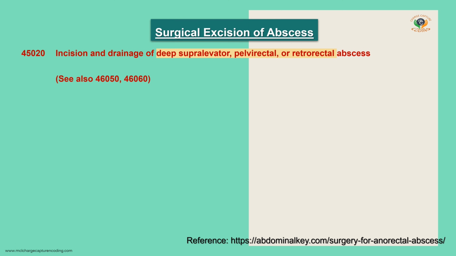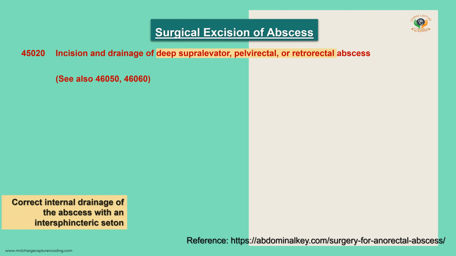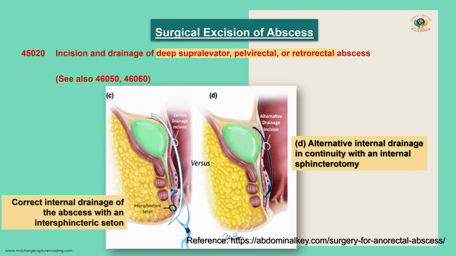Please refer to Figure D for an alternative internal drainage in continuity with an internal sphincterotomy that demonstrated an anterolateral type 2 extrasphincteric abscesses. These are drained external via ischioanal fossa with or without a transsphincteric septum through the primary fistulous trajectory. For more information, please see the online reference link shown on your screen.